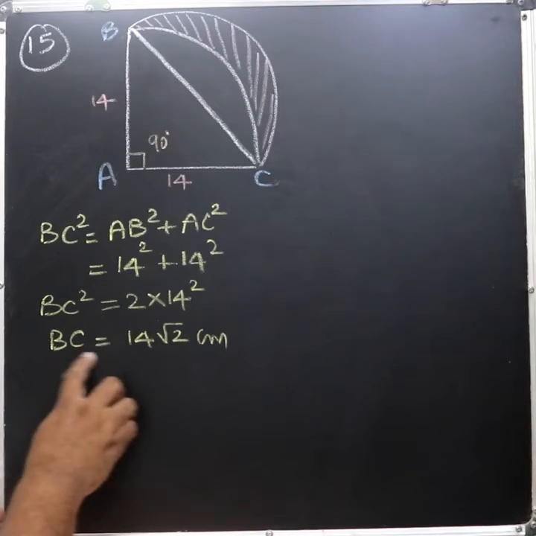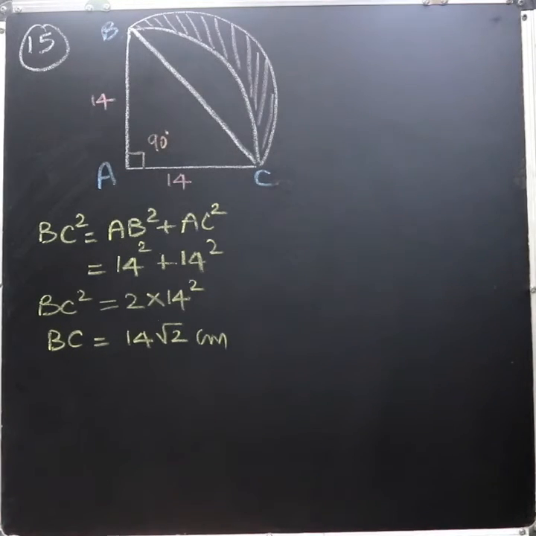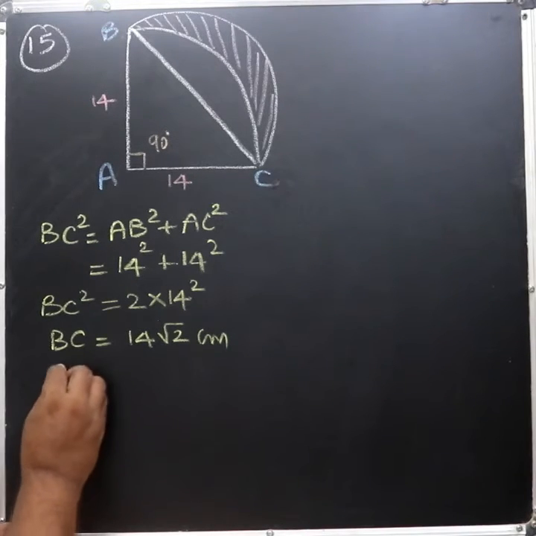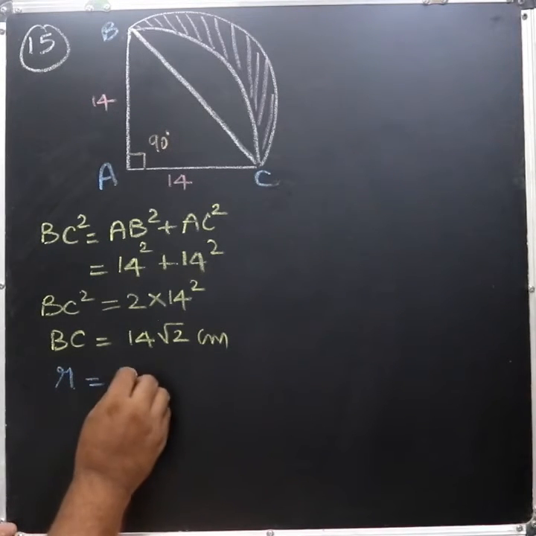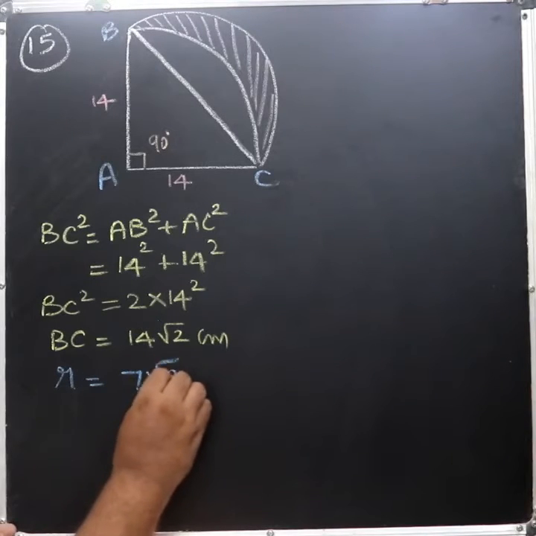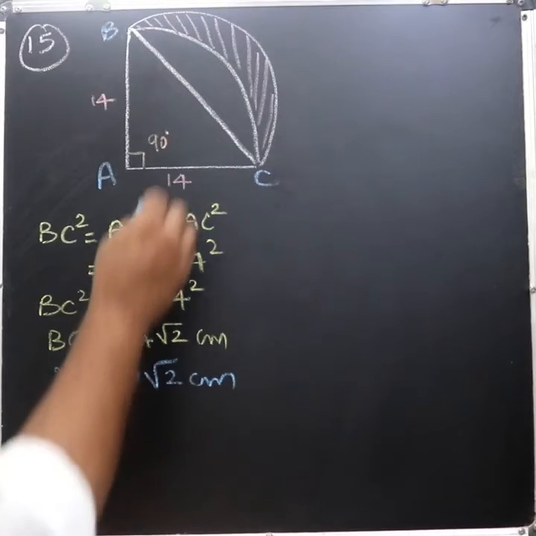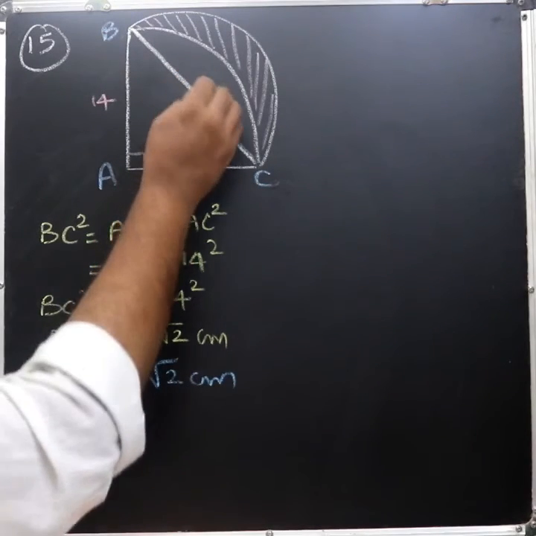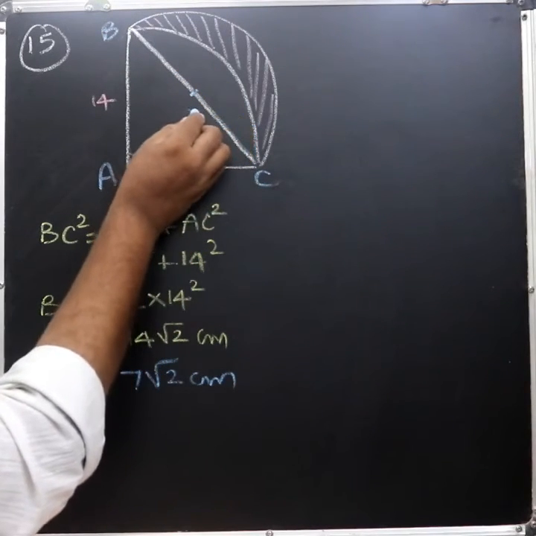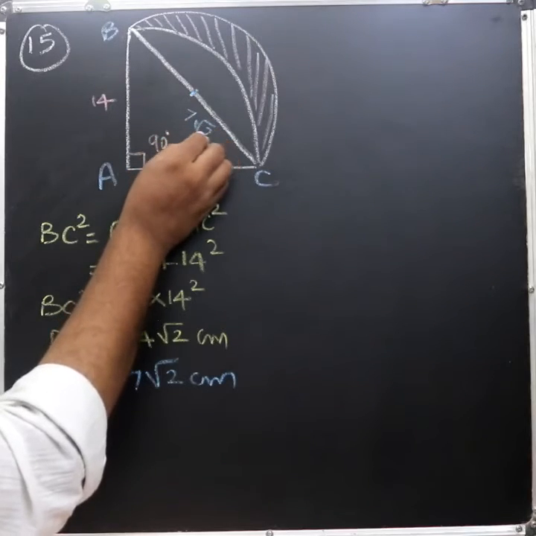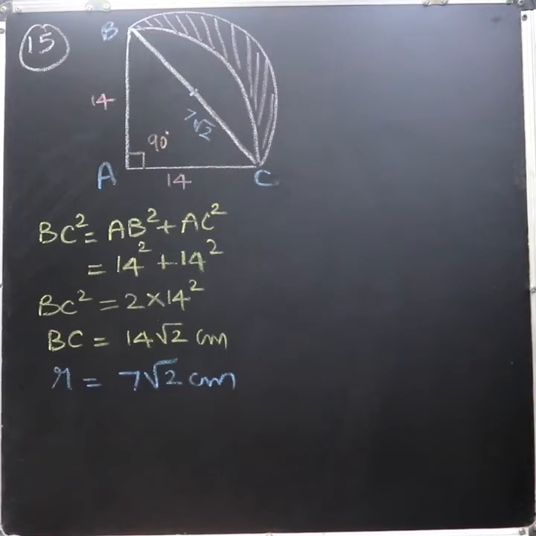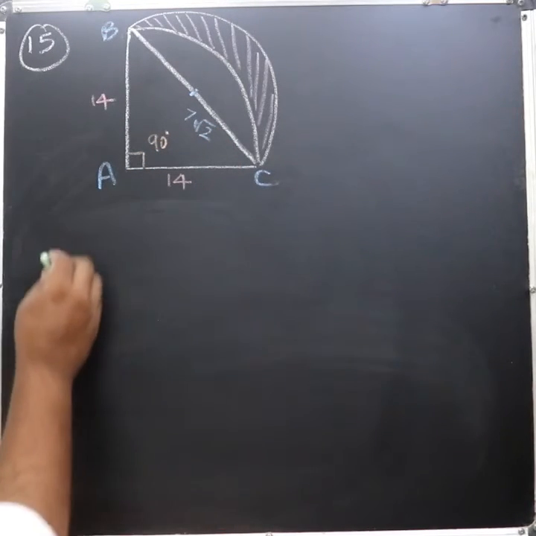Now we have found the length of the diameter. We are going to have the radius. Radius is going to be half of that. So the radius of the semicircle is going to be half of the diameter, that is 7 root 2 centimeter. Now we have found the radius. Radius is going to be 7 root 2. After this, we are going to find the area of the shaded region.